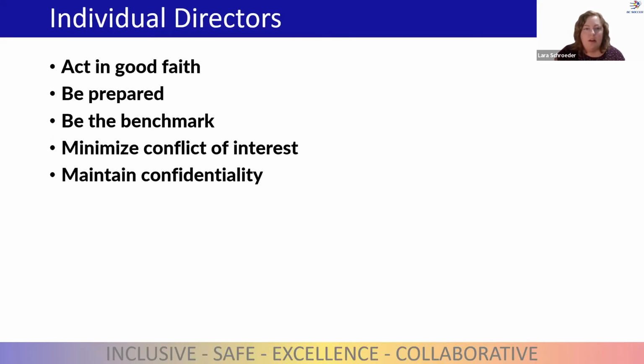They must be the benchmark. And to me, this means if your organization has a code of conduct, your board members should be upholding that code of conduct to the highest degree. If your organization has organizational values as part of its strategic plan, your board should be leading those values and executing those to the best of their ability, so that you are leading from out front and you are showing your membership what you are expecting that they will do. That definitely sets the tone of the organization. Individuals should make every attempt to minimize conflict of interest, and they should maintain confidentiality. And so we'll talk a little bit more about conflict of interest in a little bit here.